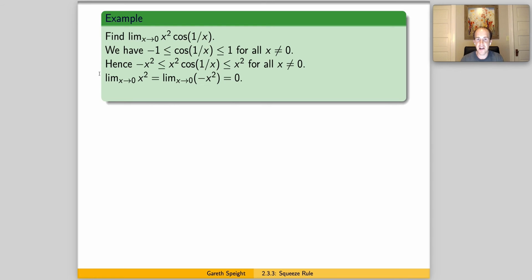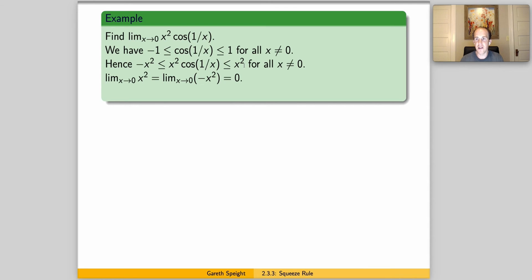Okay, we're looking at, as x tends to 0, x squared. It's a polynomial, so we can use direct substitution. It becomes 0. 0 squared is 0. And the same thing with minus x squared. So the limits of the small function and the large function are both 0. So by the squeeze rule, we have three functions, a small one, a medium one, a large one. The limit of the small one and the limit of the large one are equal.